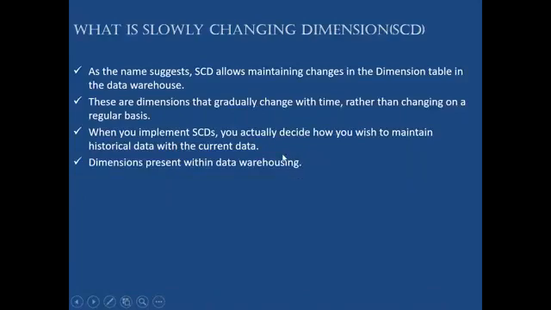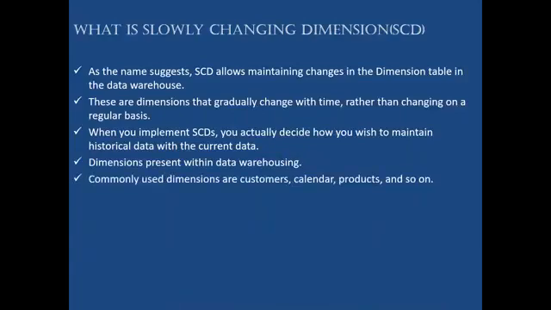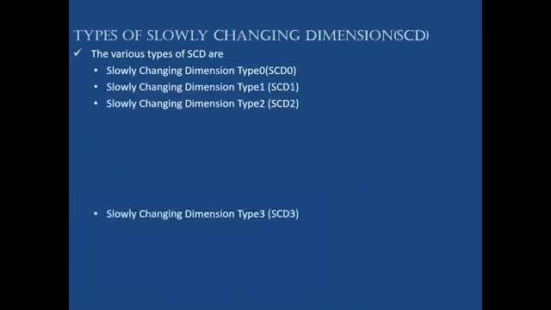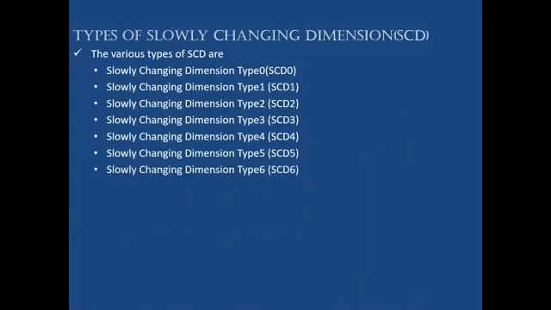Dimensions present within a data warehouse. Commonly used dimensions are customers, calendars, products, and so on. The types of slowly changing dimensions are SCD0, SCD1, 2, 3, 4, 5, 6. I think these are the different types of slowly changing dimensions, but 99% of the time we will use SCD1 and 2. Some people rarely implement the other types.